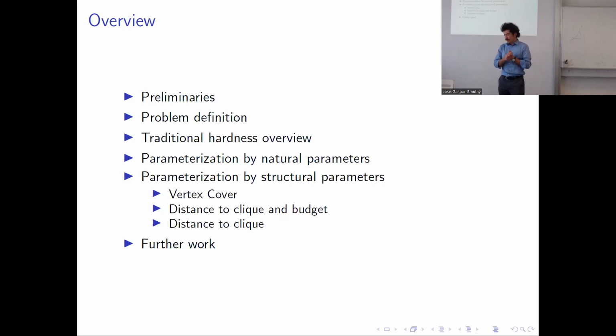And then I'll go through parameterization by natural parameters. That means the group size that we are interested in and the threshold. And that's also not the focus of this presentation. Also in the paper we deal with this. And the main focus of this presentation is parameterization by structural parameters. So some parameters that tell us something about the structure of the input graph. We study vertex cover, distance to clique and budget, a combined parameter, and also distance to clique only, which is a more desirable result when we can focus only on the single parameter. And to conclude, I'll discuss some open avenues of research.